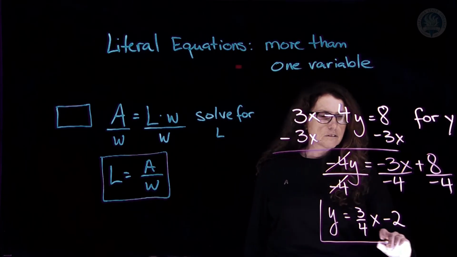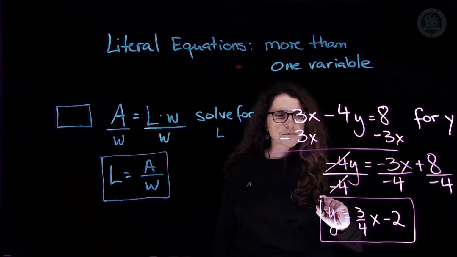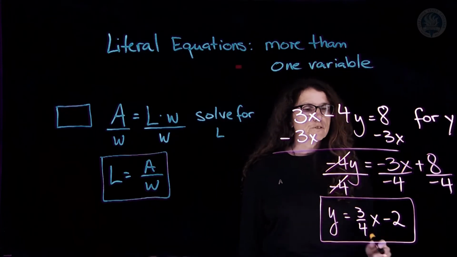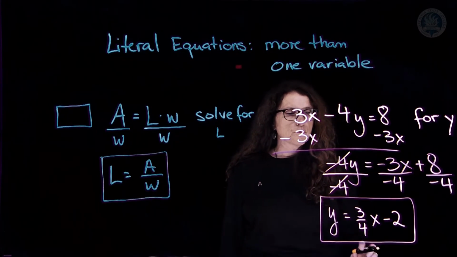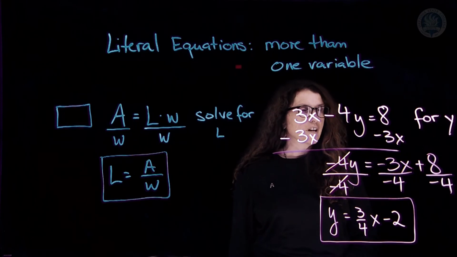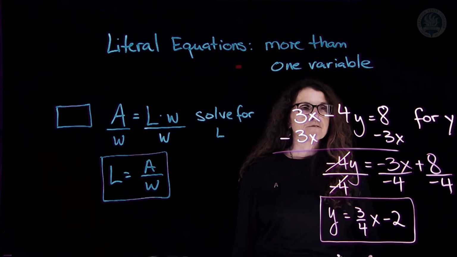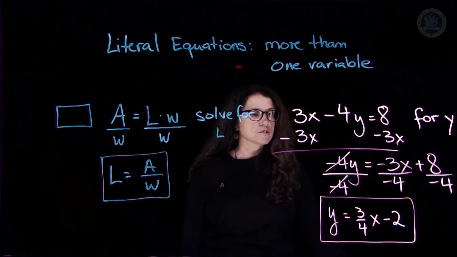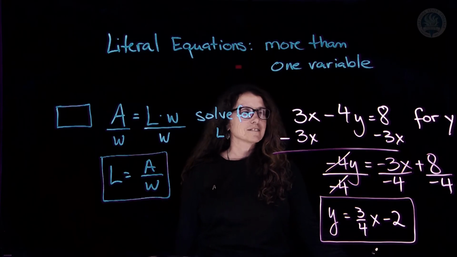So here we go. We just solved our equation with two variables for y, and we got 3/4 x minus 2, which will definitely help you out when you have to find the slope and the y-intercept of a line.